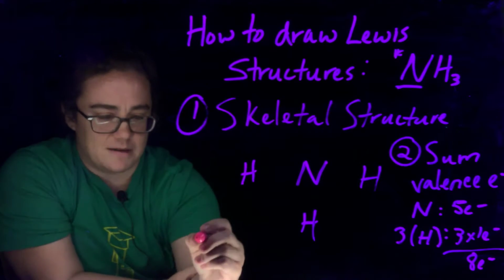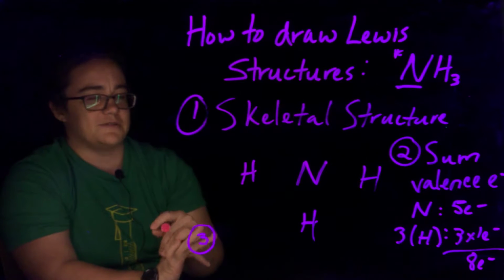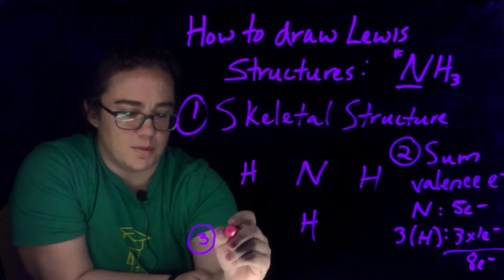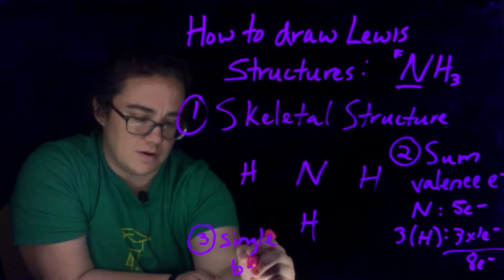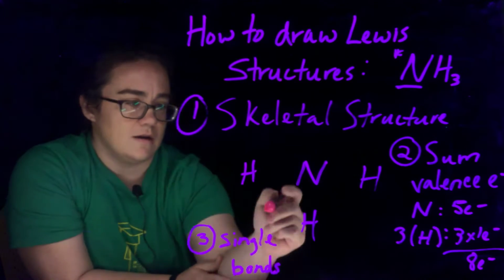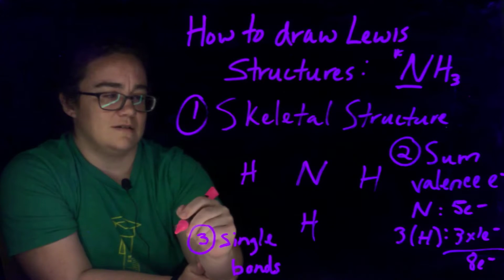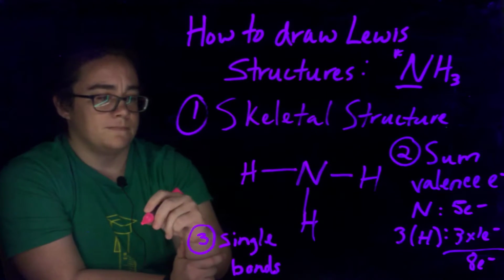Now the third step is going to be to distribute, okay? And when we distribute these electrons into our structure, the first thing we're going to want to do is make single bonds first. So single bonds between our central atom and then what we'll call our terminal atoms out here. So if I just go 1, 2, 3.